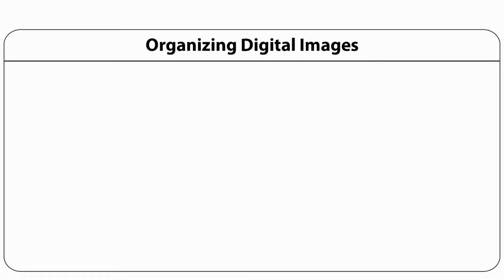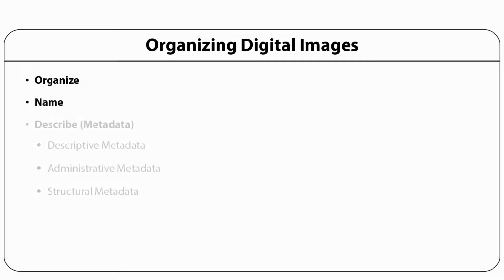Organizing digital images. The process of organizing digital images involves 3 steps. First one is organize. Second one is name. Third one is describe, or metadata. Let us see the first one, organize. Organize means organizing the scanned image files into a disk hierarchy that logically maps the physical organization of the documents. Second one is name. Name the scanned image files in a strictly controlled manner because that reflects their logical relationships.